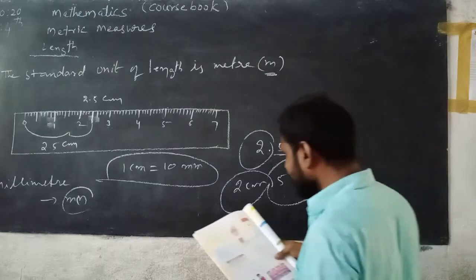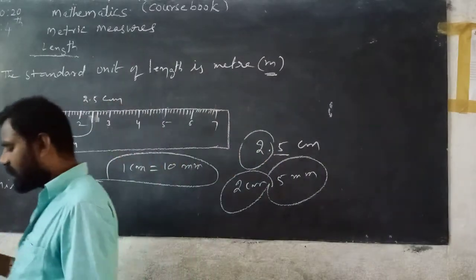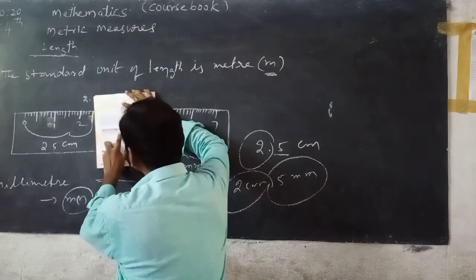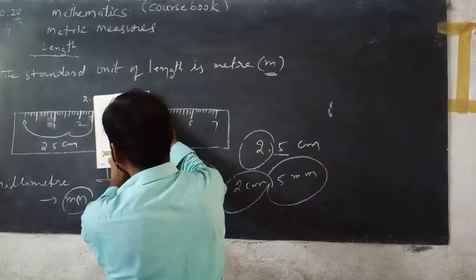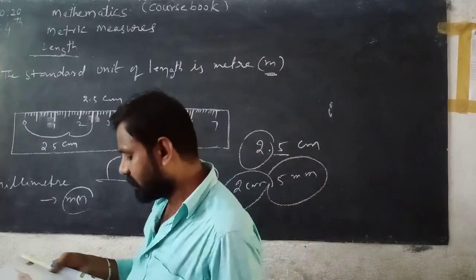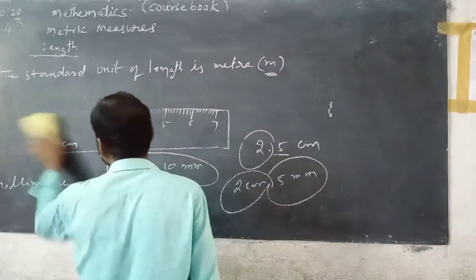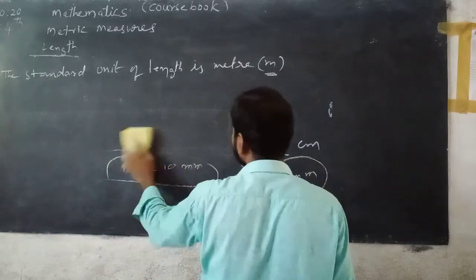The length of the crayon is measured on a scale, and it is 7 centimeters. So 0 to 7, you can write 7 centimeters. Now write 7 centimeters in millimeters. 1 centimeter is equal to 10 millimeters, right? 7 into 10, you get 70 millimeters.